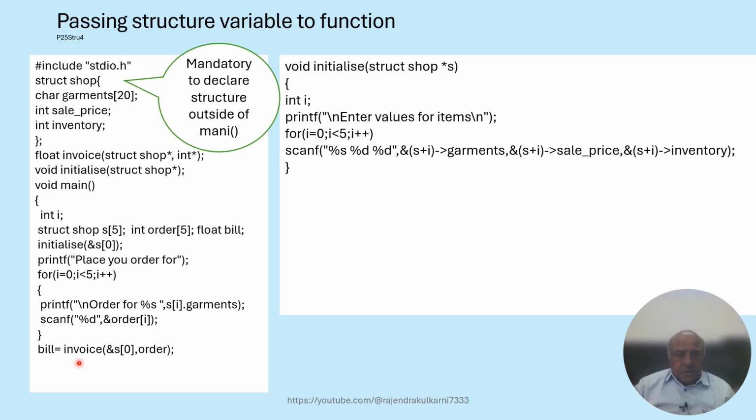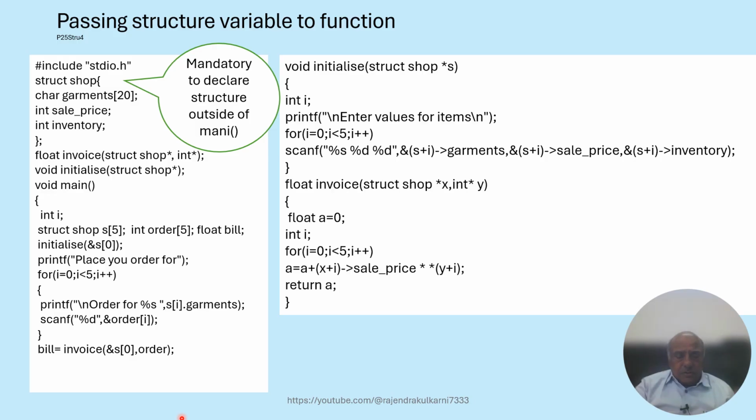This invoice is a function which we have declared earlier, which returns a float value. That float value will be assigned to the float bill variable we have declared in our main function. And to invoice, what we are sending is again the base address of our struct shop type array S and the base address of the int array named order.